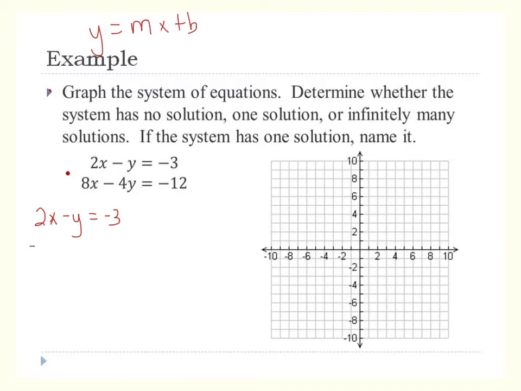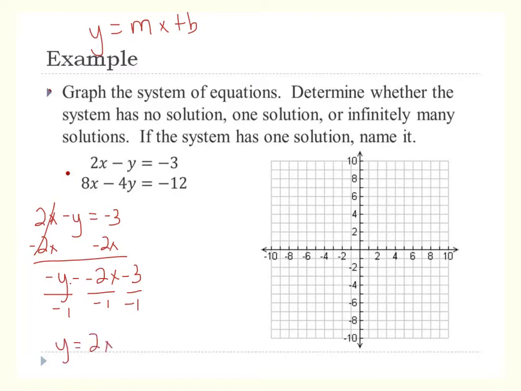Alright, so I'm going to move my 2x over. That cancels. Negative y equals negative 2x minus 3. Divide by negative 1 because I don't want to have a negative y. Okay, so here's this line. So I'm going to go ahead and graph this line.